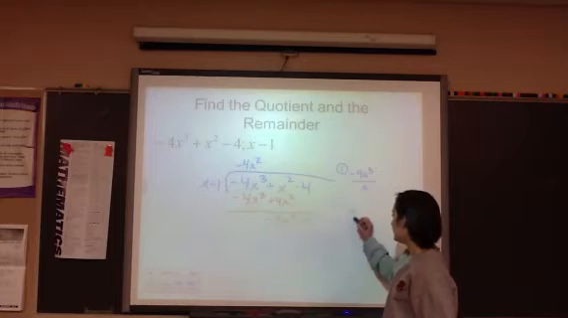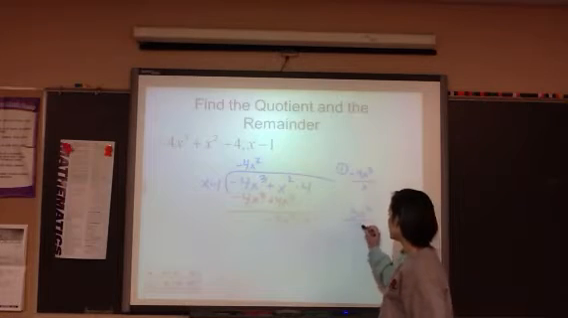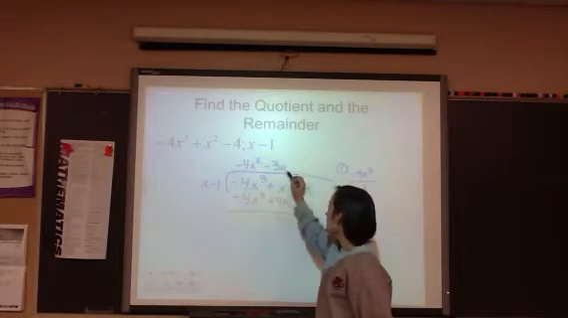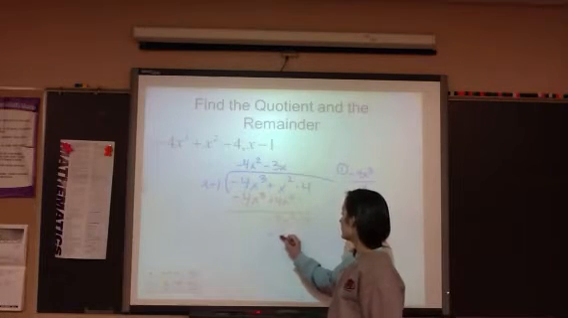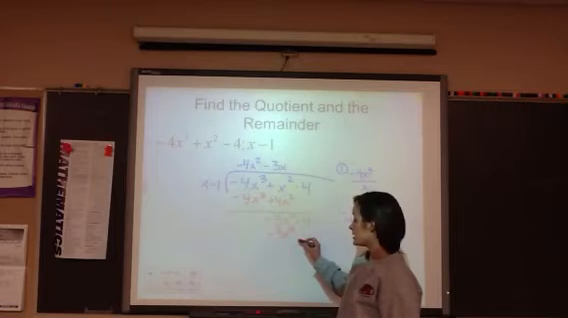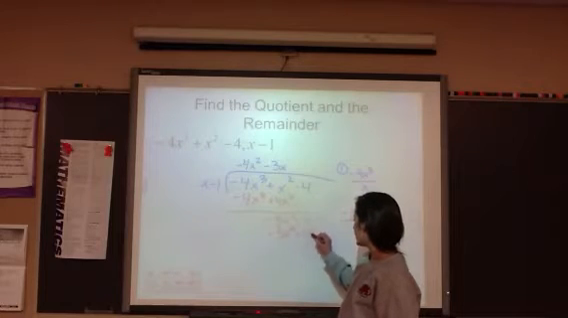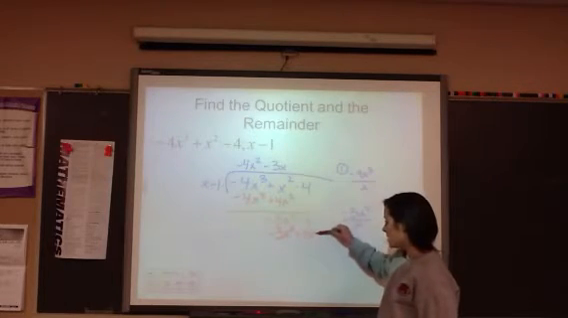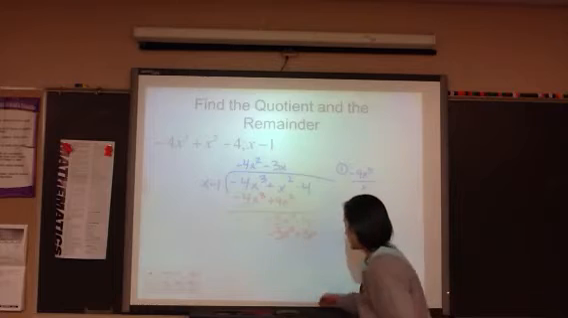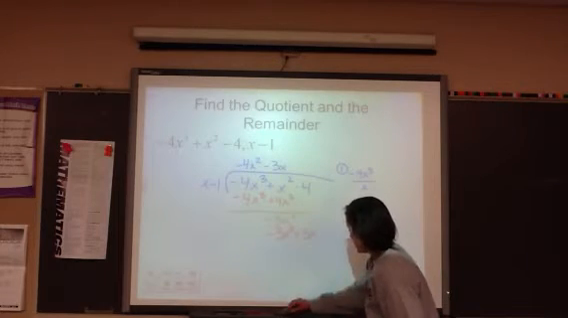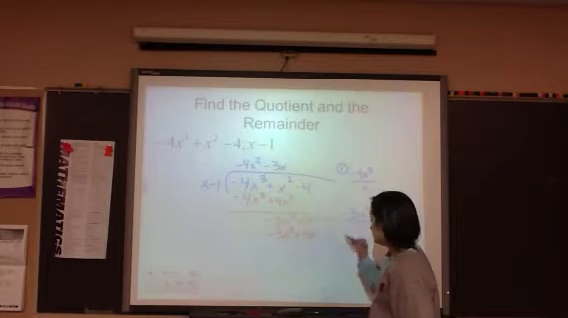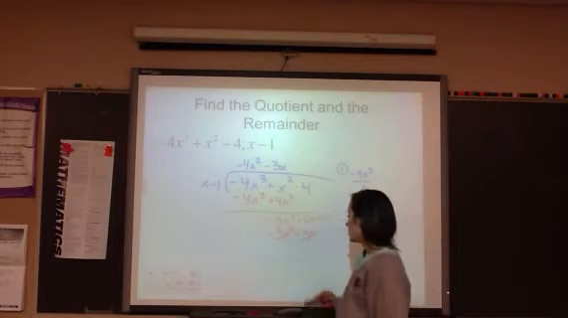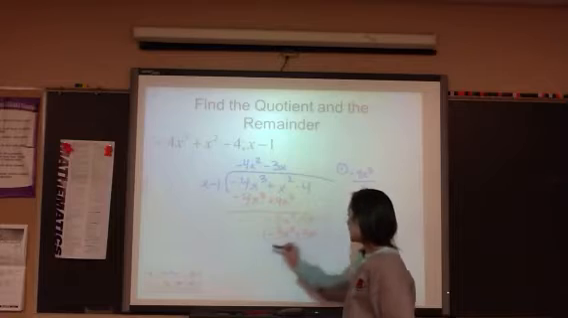Divide, negative 3x squared divided by x is negative 3x. Distribute, negative 3x times x is negative 3x squared. Negative 3x times negative 1 is positive 3x. Uh-oh, that doesn't line up here. So you can rewrite this as plus 0x minus 4. That might help you when you go to subtract. So we're ready to subtract.